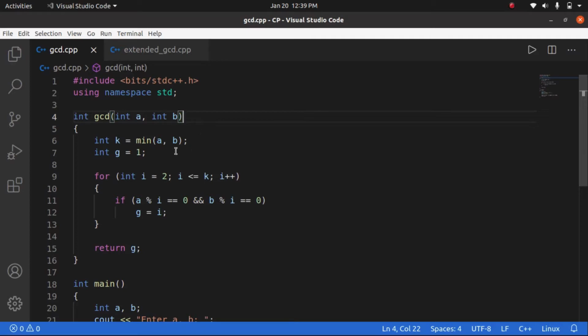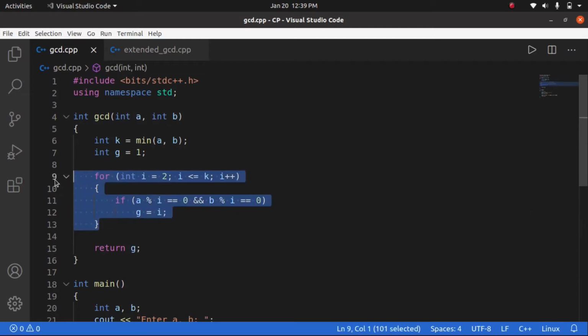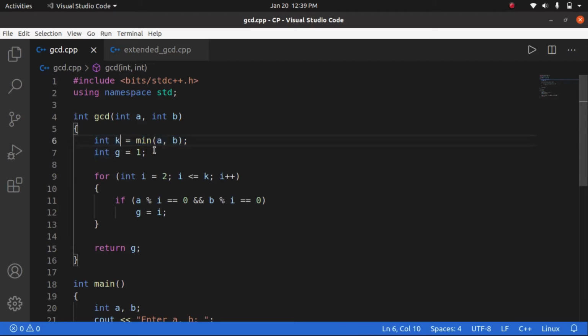Okay, so let's first start with the brute force method here. In the brute force method, first we have to find the minimum of the two given numbers a and b, and we call it k. Okay, and initialize g to 1. If this loop does not run, then the greatest common divisor will be 1. That is, these are co-prime numbers.